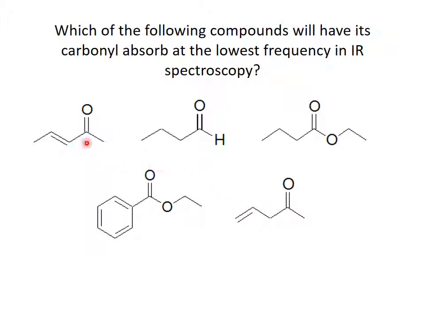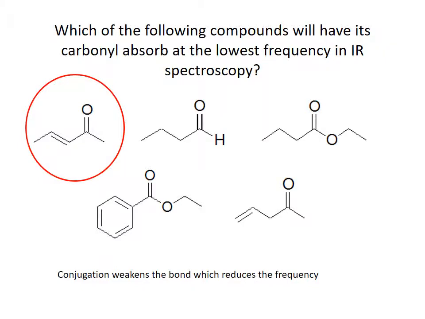There's a methylene group there, and so it's not conjugated. And this is not conjugated, and there's no resonance structure with it. So this right here, this conjugated ketone, has the lowest frequency in an IR spectrum.